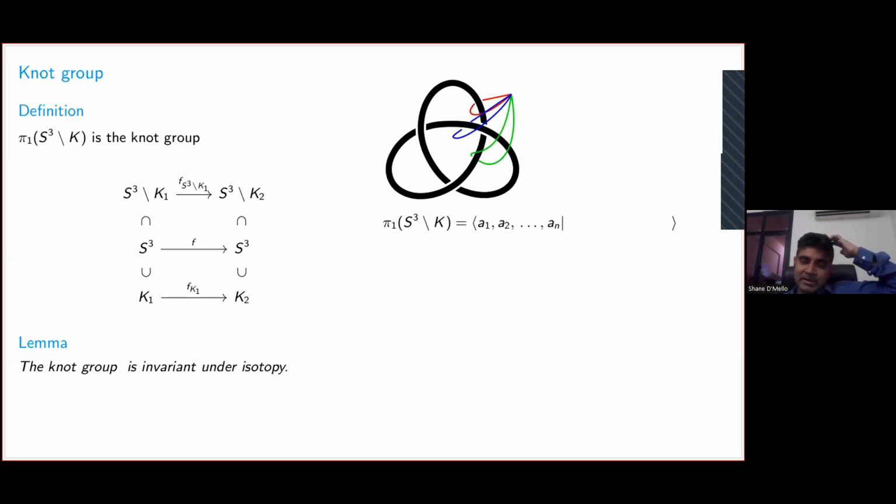And of course, this is still an educated guess. It requires a proof as to why these generators are enough, but it's not hard.